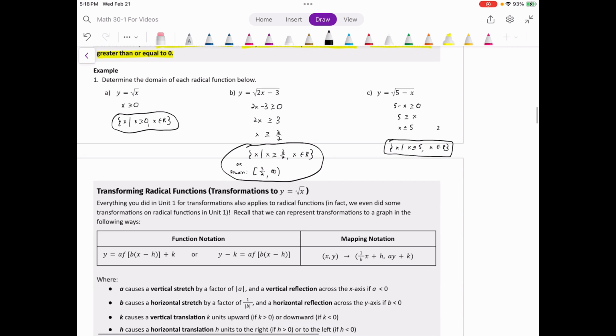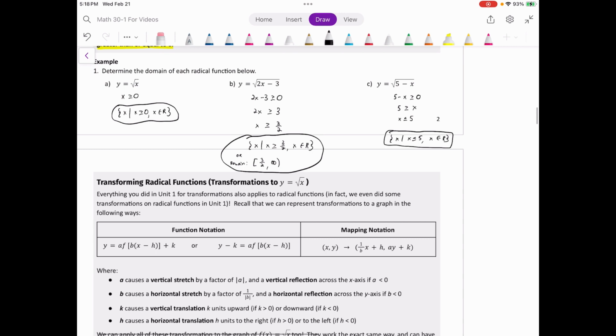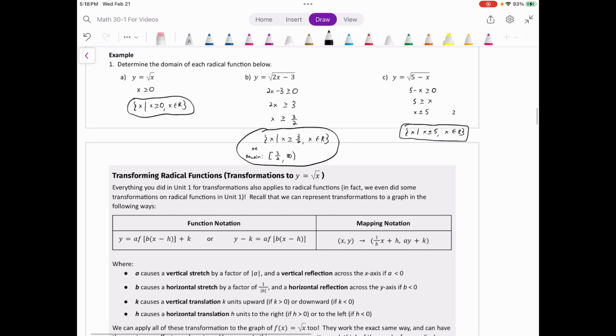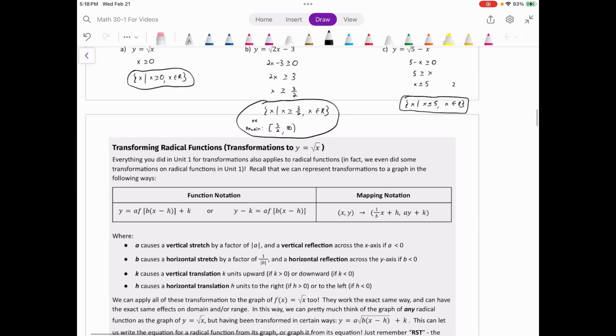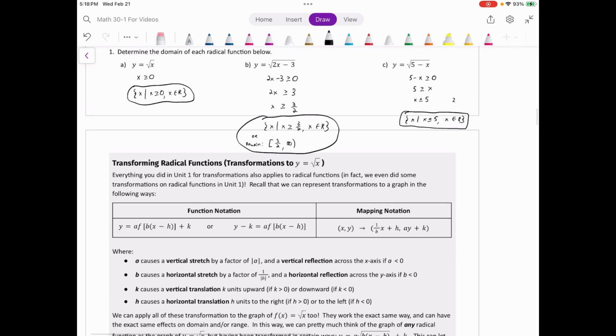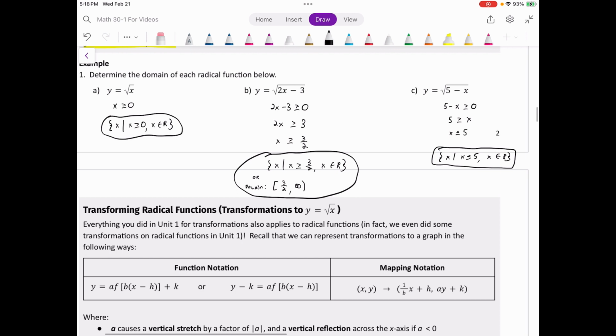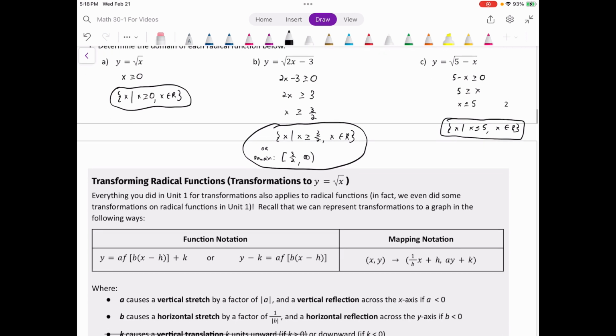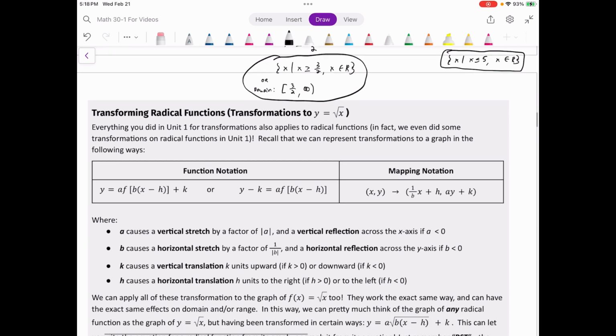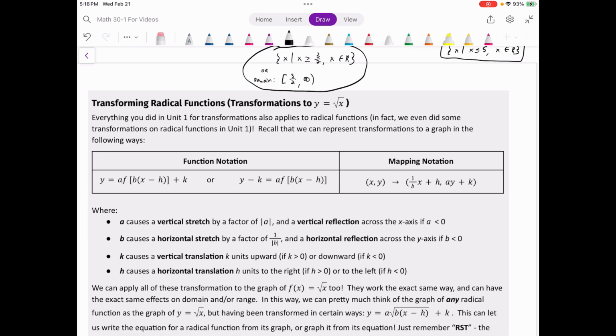But there we go. Domain for radical functions, to be honest, 99% of the time, it's just going to come from the fact that the radicand can't be negative. So we figure out what x's would make it negative. Those are restricted x's. Rather, what we usually do is figure out how to guarantee that the radicand is greater than or equal to 0, and that is our domain.